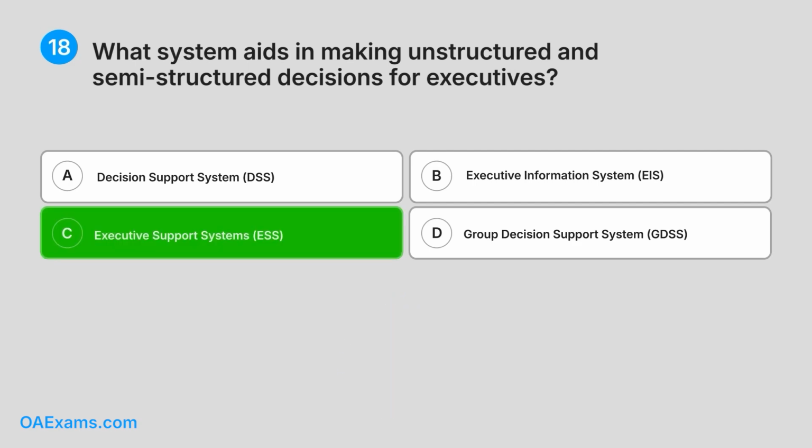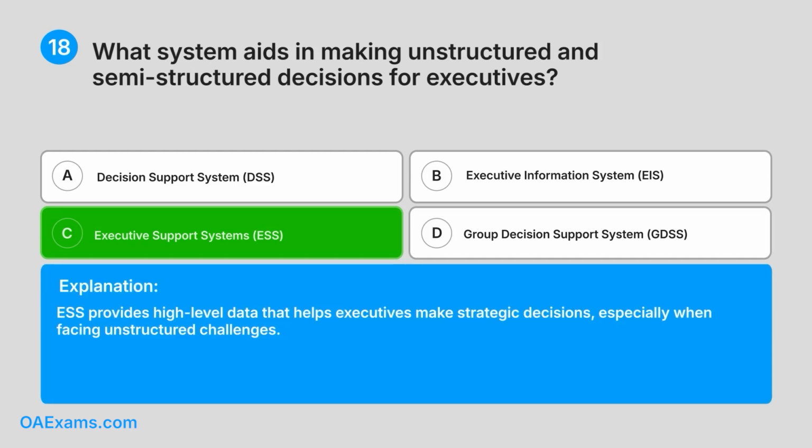Correct answer, Executive Support Systems, ESS. Explanation. ESS provides high-level data that helps executives make strategic decisions, especially when facing unstructured challenges.